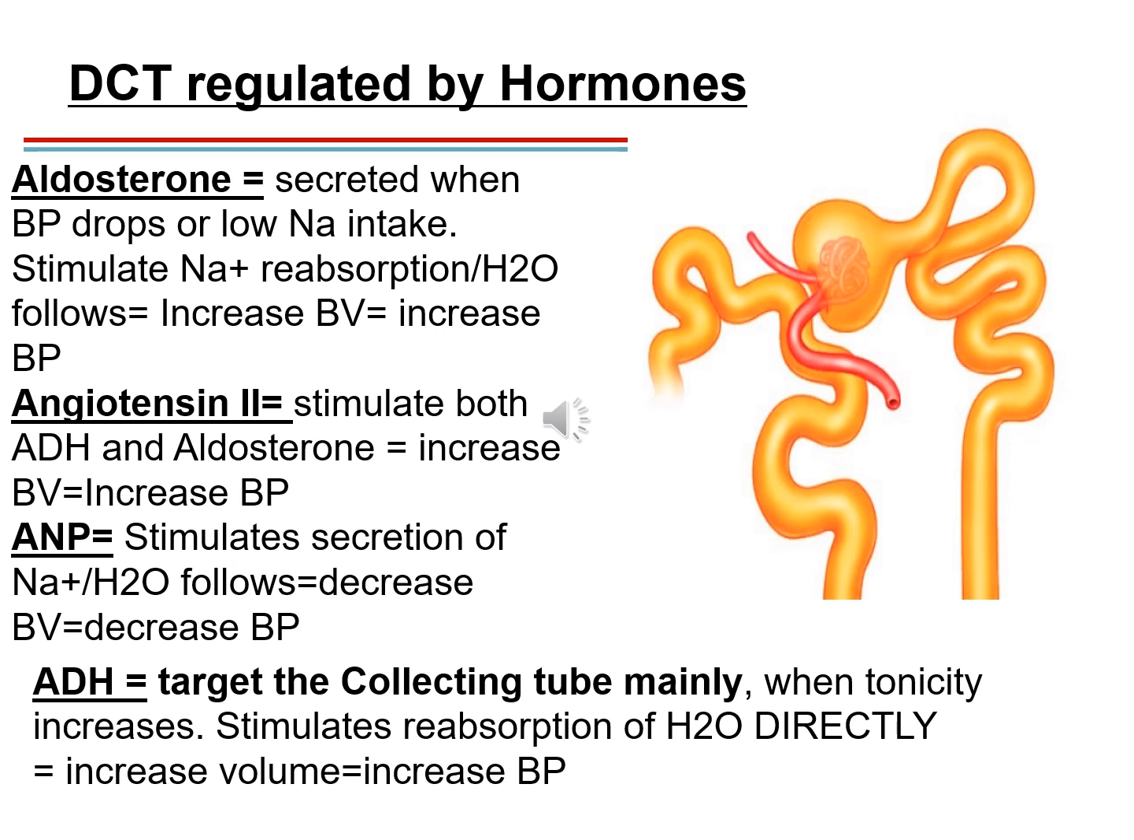I try to summarize here the hormones that influence the distal convoluted tube. One of them is aldosterone. You know very well where aldosterone is secreted, and all that from previous chapters and videos, but certainly aldosterone is secreted when the blood pressure drops or when there is low sodium intake, which also produces a drop in blood pressure. That scenario stimulates the secretion of aldosterone.